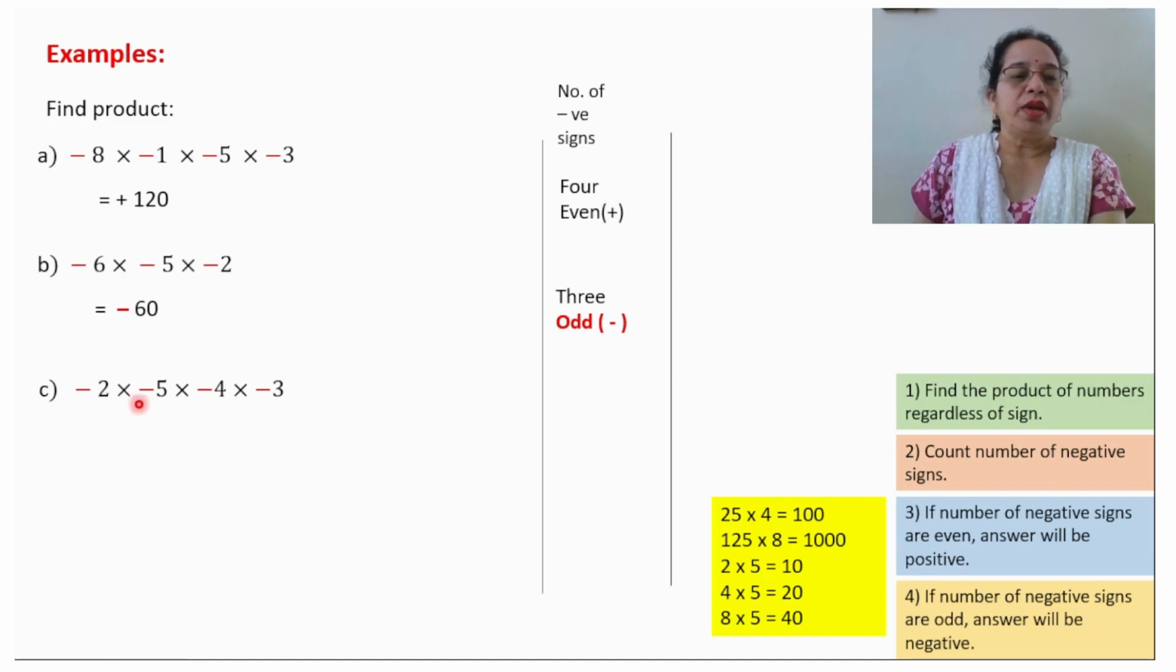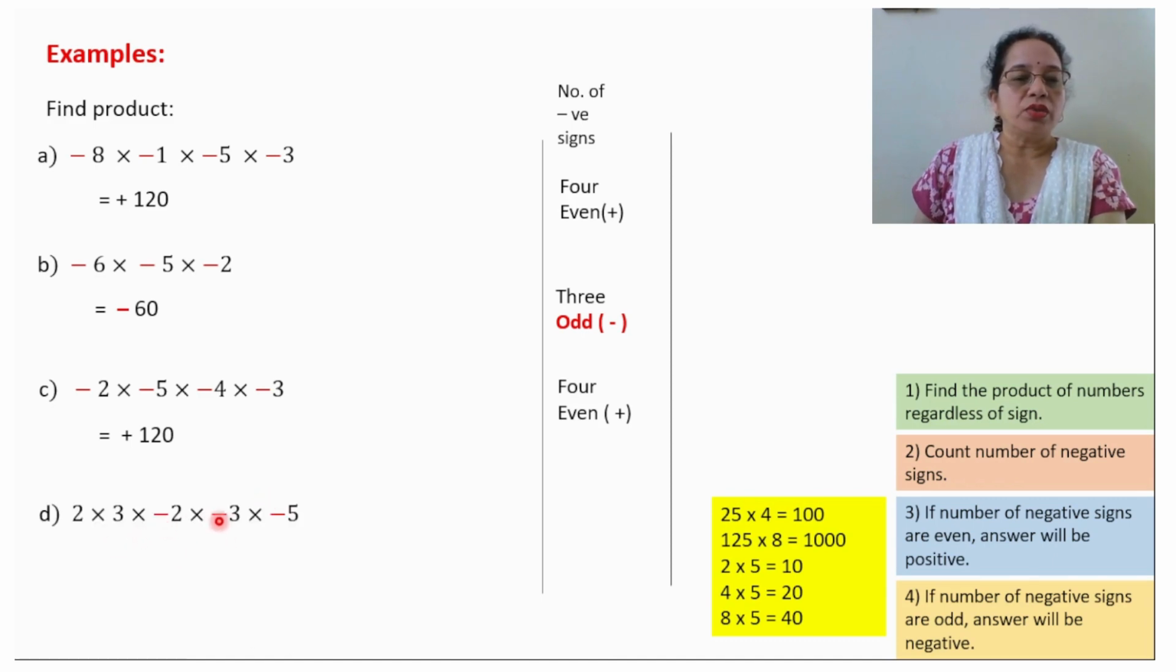Now total number of negative signs are 4. 4 is an even number, so your answer will be positive. Again 5 2s are 10, easiest way, you can keep it in your mind, and 4 3s are 12. 12 into 10 will be 120, so the answer is positive 120.